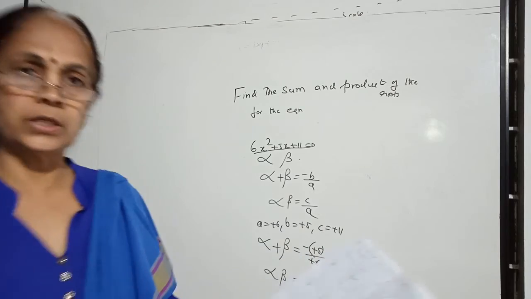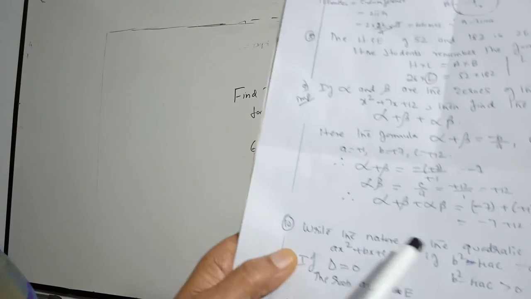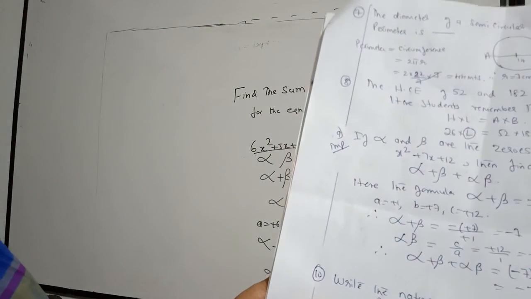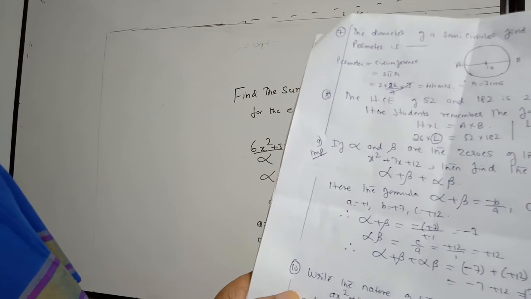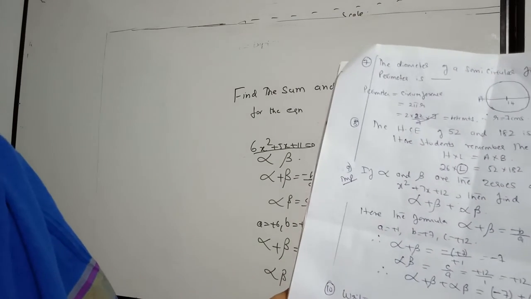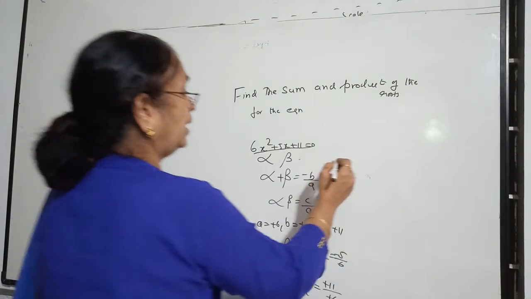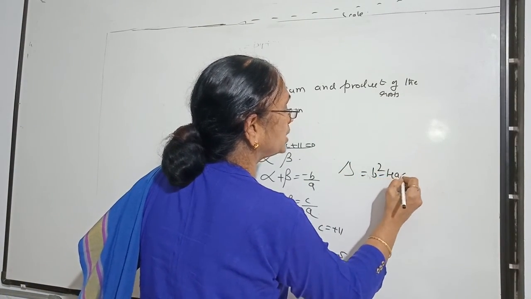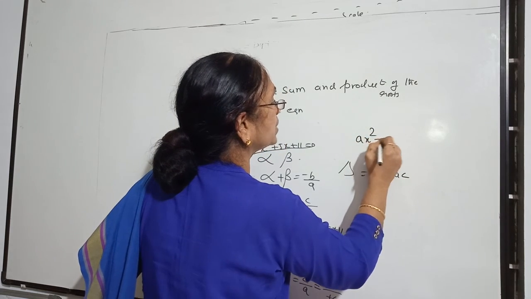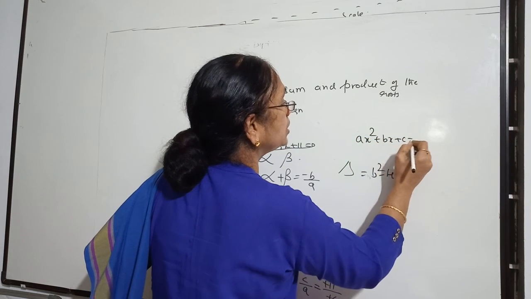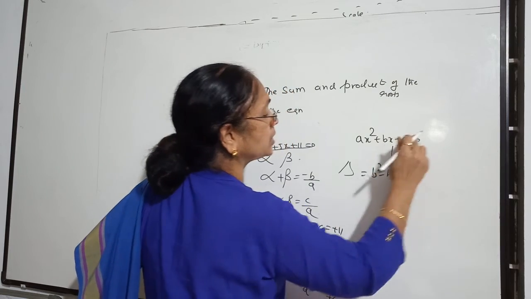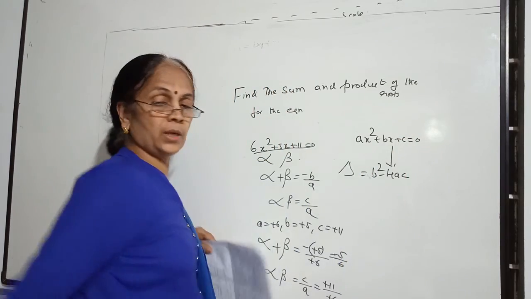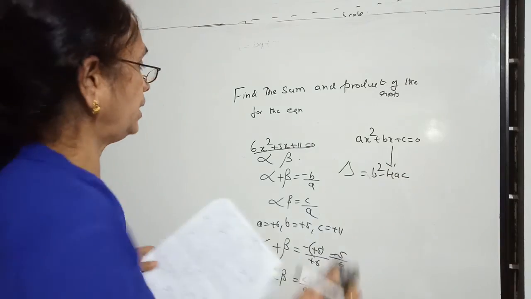Now the next question, find the nature of the quadratic equation. If you come across the word nature, what is the formula? Delta is equal to b square minus 4ac. If the equation is like this, ax square plus bx plus c is equal to 0, in this formula, delta value is b square minus 4ac.